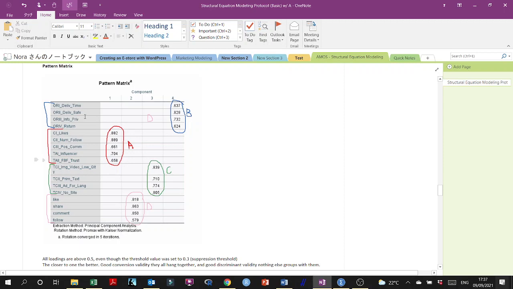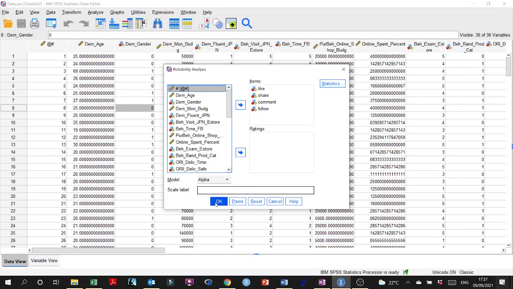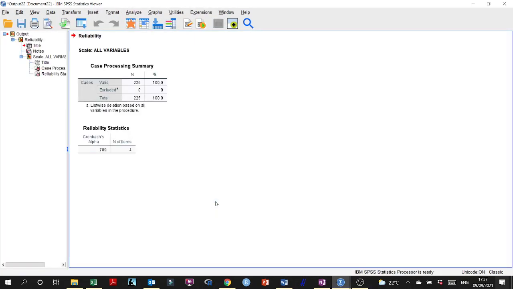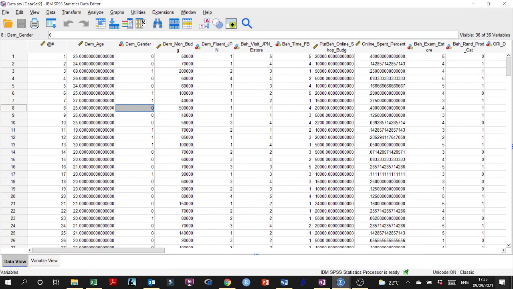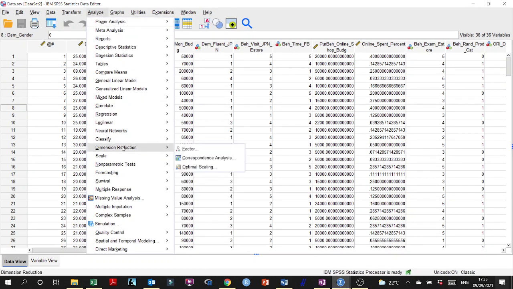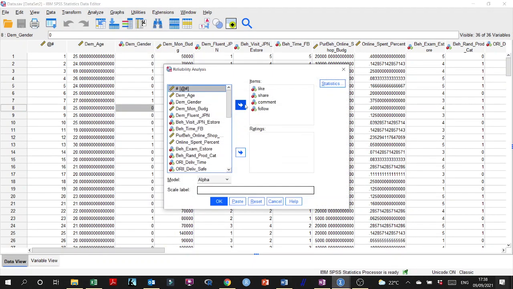Let's start with factor 2, with likes, share, comments, and follow. Ideally I should get a Cronbach alpha over 0.8. Here it's very close, so I'm going to just consider it sufficient. Now let's put these back.